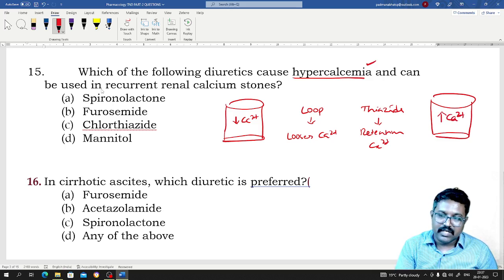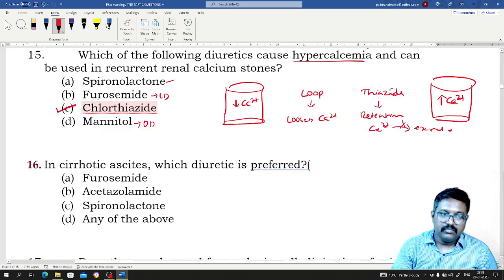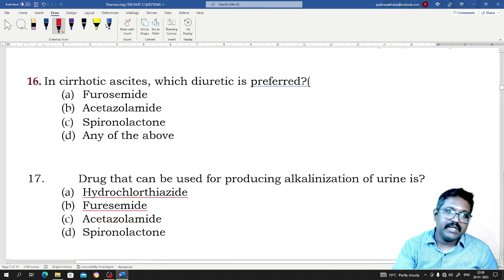So hypercalcemia. Since there is no increased amount of calcium excretion, there won't be any renal stones. You can prevent the recurrent renal calcium stones. So here the drug is the thiazide group. Here chlorothiazide is the thiazide group of drugs. So spironolactone is a potassium sparing diuretics and mannitol is an osmotic diuretics. Furosemide is a loop diuretics. Is that clear? Okay. In case of cirrhotic ascites, which drug is preferred?